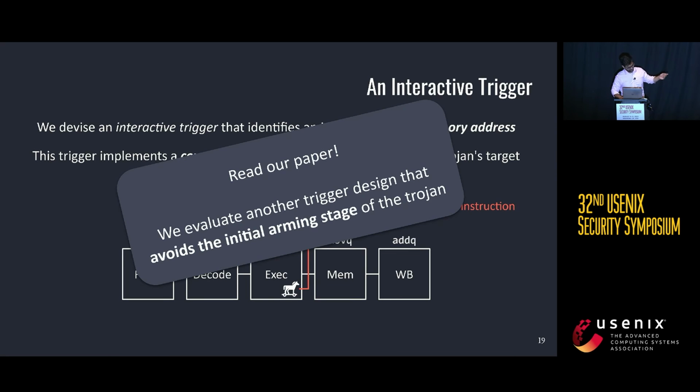So with these challenges, also read our paper because we have a much more interesting Trojan. My advisor tells me he finds this one more interesting, the one in the paper, but it also has the benefit of skipping the arming stage of the Trojan, where it can dynamically recognize bounce checks in progress.